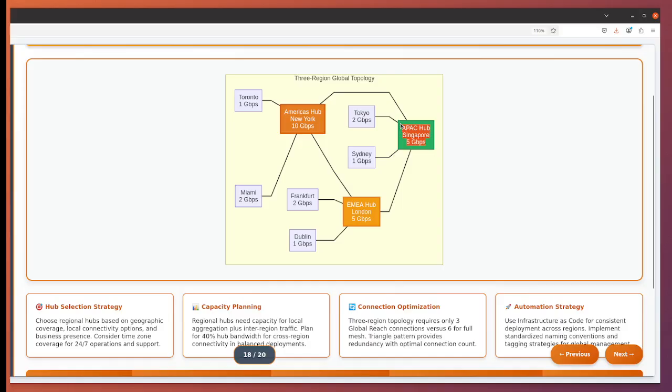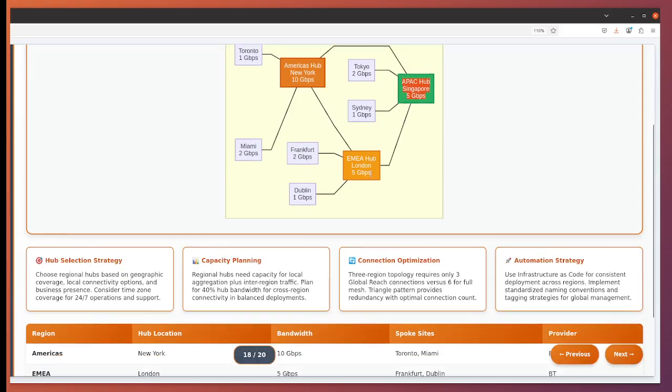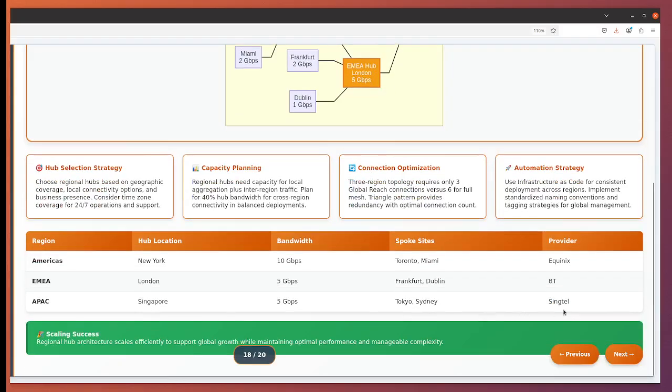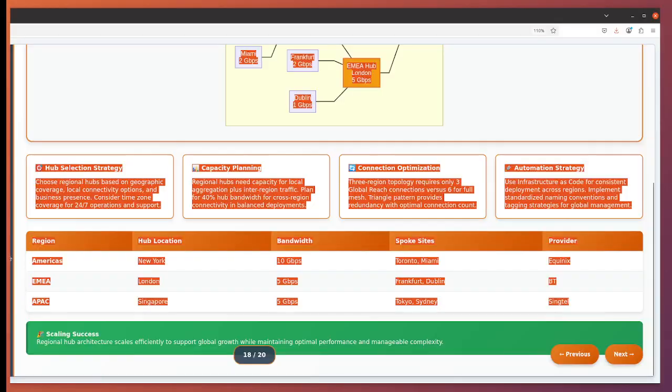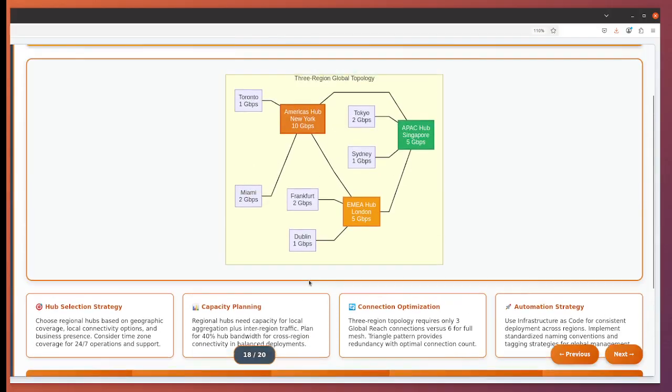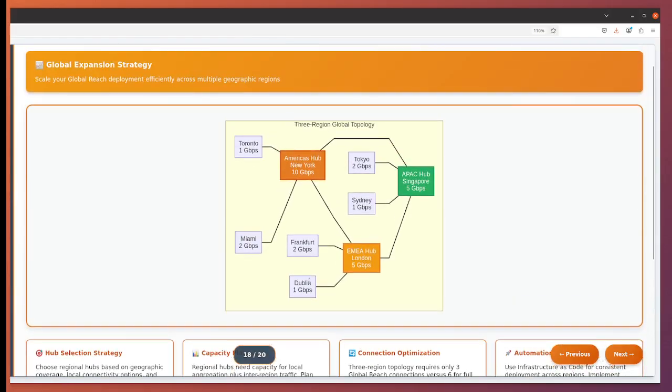Scaling considerations include hub selection, which means choosing locations with optimal geographic coverage for each region, bandwidth planning, where hubs need capacity for aggregated traffic from multiple spokes, provider strategy, to maintain diversity across different geographic regions, and route optimization, to minimize unnecessary hub traversals that add latency.